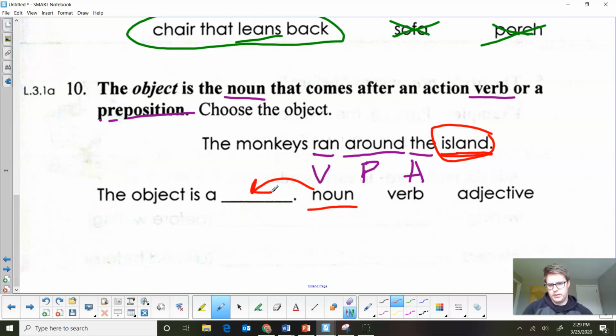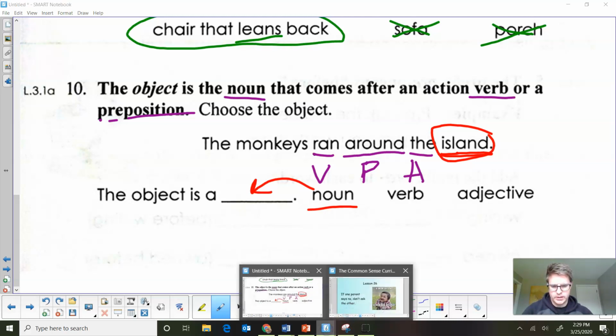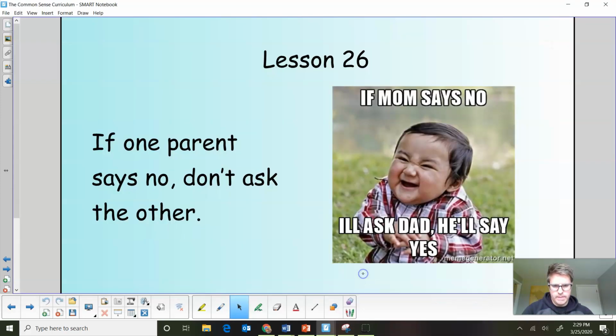All right, good work. You can close your book, and we're gonna finish today's lesson with some common sense. Okay, so you don't have to write this down. You can just soak it in. Lesson 26. If one parent says no, don't ask the other.